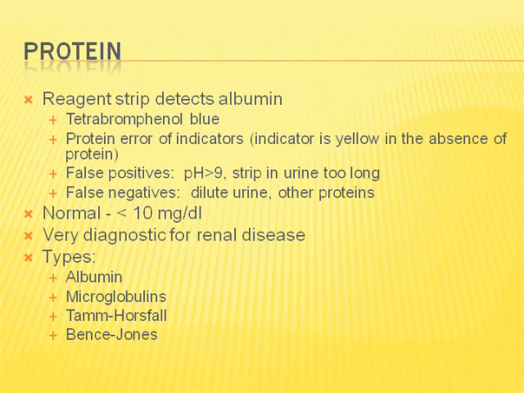Normal urine protein is less than 10 milligrams per deciliter, and protein is a really good indicator of renal disease. It's very diagnostic for renal disease. You really should not have a lot of protein in your urine. The different types of protein that can be present in urine are albumin, which would be detected by the reagent strip, microglobulins, Tamm-Horsfall protein, and Bence-Jones proteins.